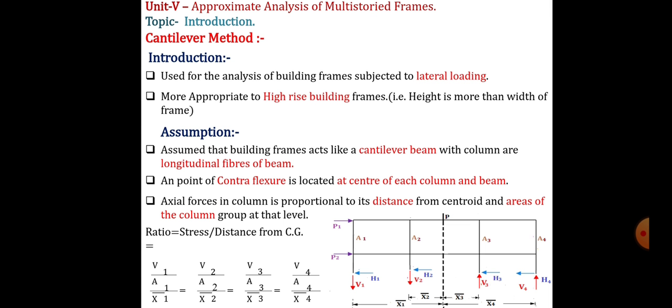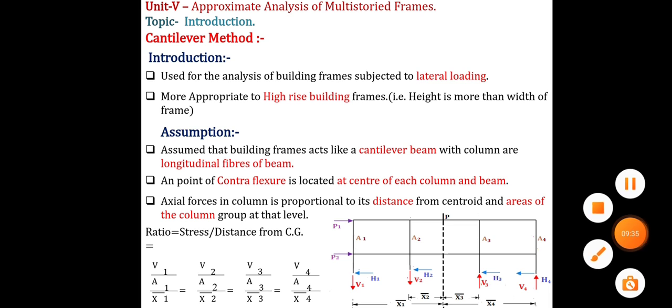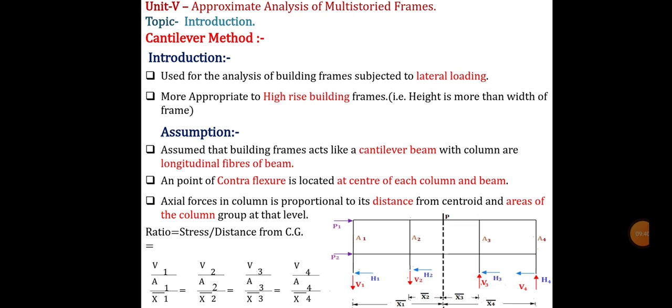Okay, let's stop here. In the next video we will see the problems on this approximate analysis.